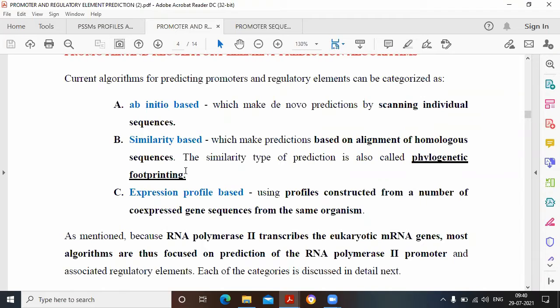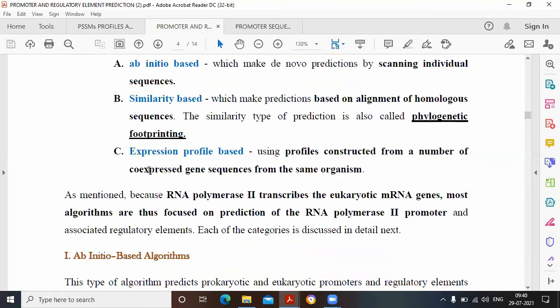The same concept is applied here. So this is called the similarity based approach, and its other name is the phylogenetic footprinting approach. The third method is the expression profile based approach. This approach is also dependent on a wet lab experiment, but this experiment depends completely on the microarray data analysis process.